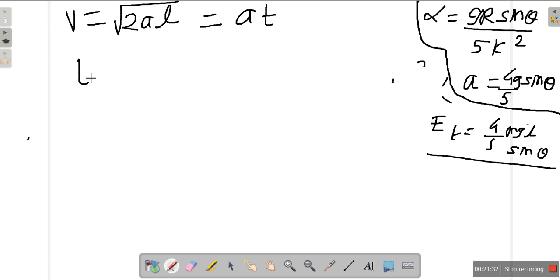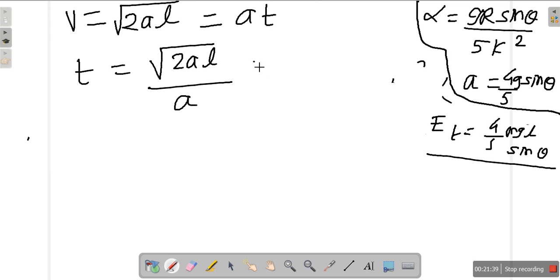So how much time is required? The time required for covering a distance L is given by root of 2al upon a, and that will be root of 2l upon a. Correct. At the end of this time interval, let us find out what is the omega. Omega will be alpha t.